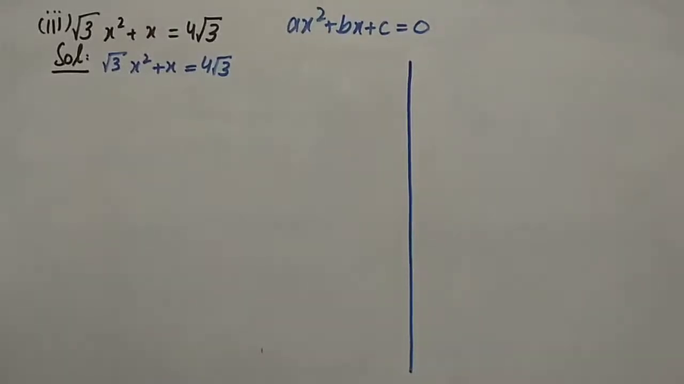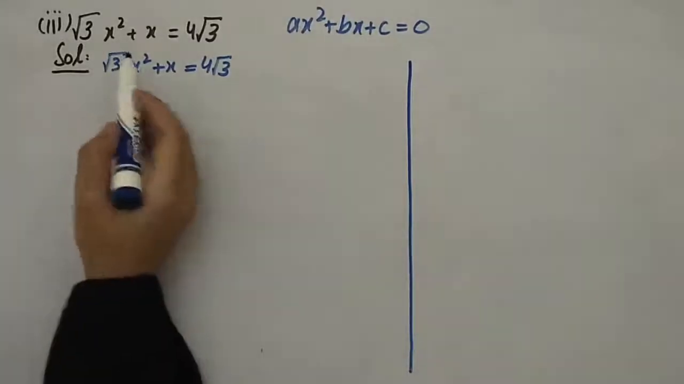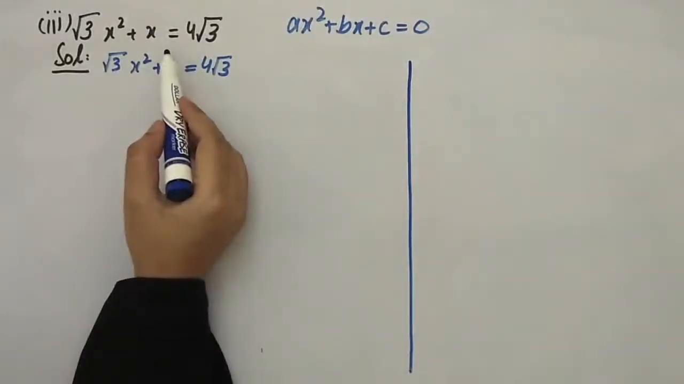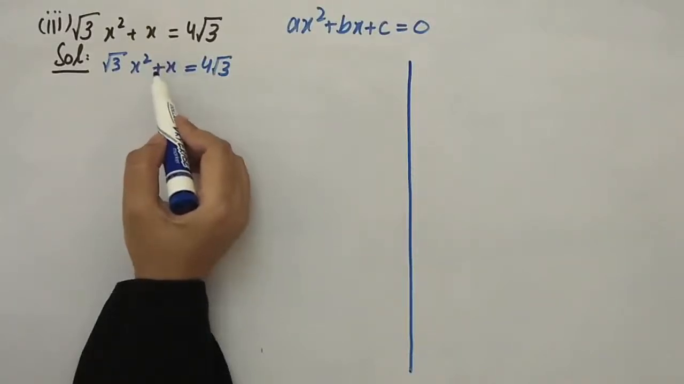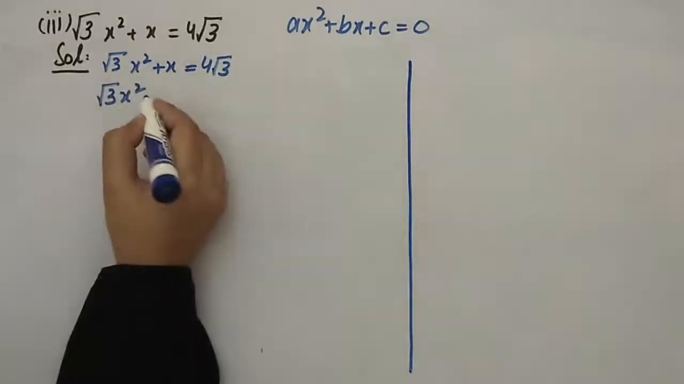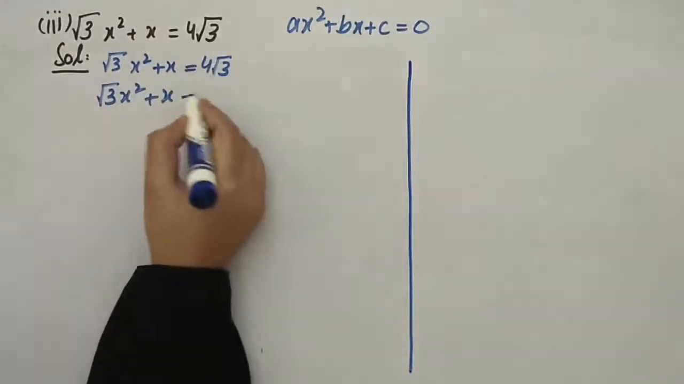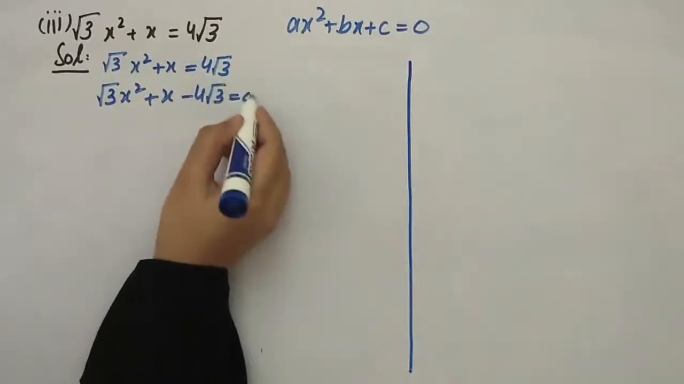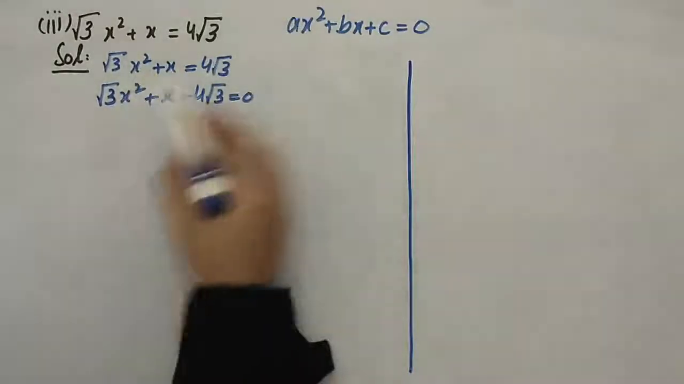Okay students, now question number 3. Question number 3 is also not in a standard form. So first step is to convert this equation into a standard form, then we will put it into the formula. Okay. So under root 3 x square plus x minus 4 under root 3 is equal to 0. Now we can compare the value of a, b and c.